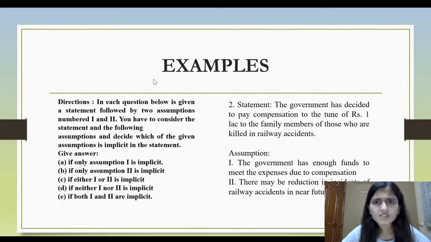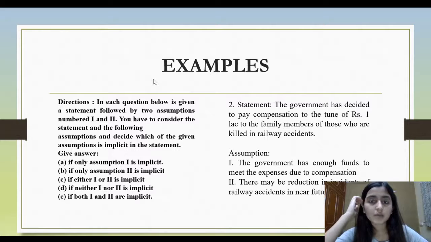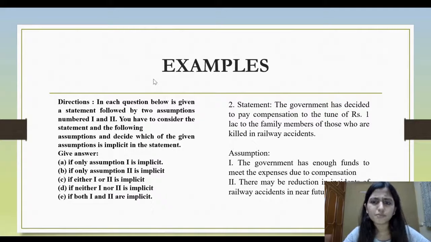The statement is not talking about, say, repairing the railway tracks, or employing new staff, or replacing the old tracks that are there, or anything of that sort. It is only talking about the compensation that will be paid to the family members who probably got injured or killed in the railway accident. So how can this be related to a reduction in the number of accidents in the future? This has absolutely nothing to do with that, right?